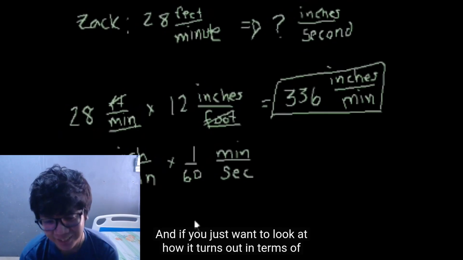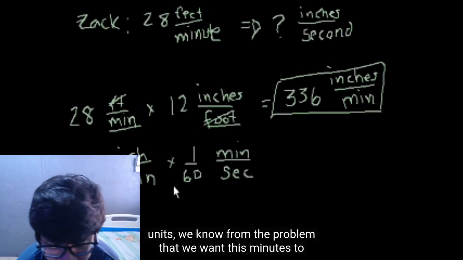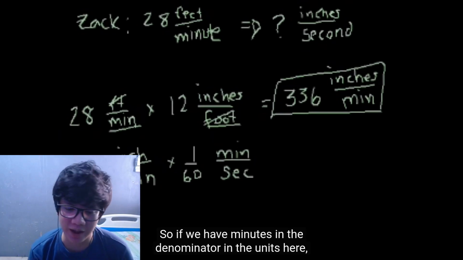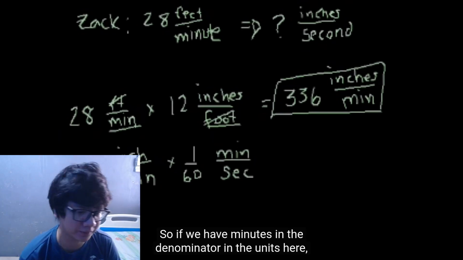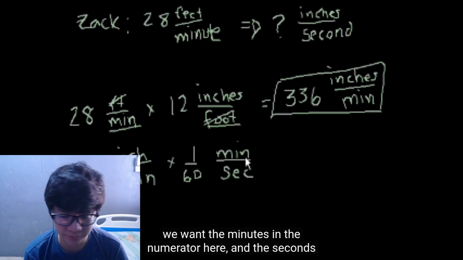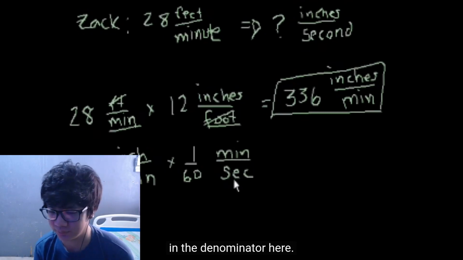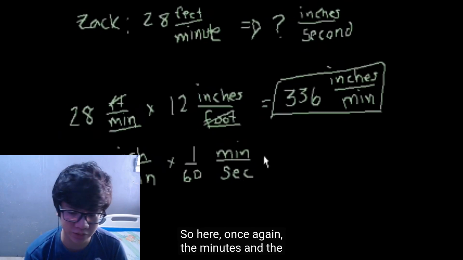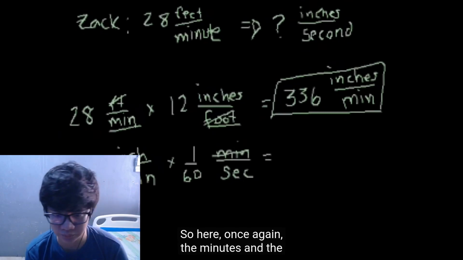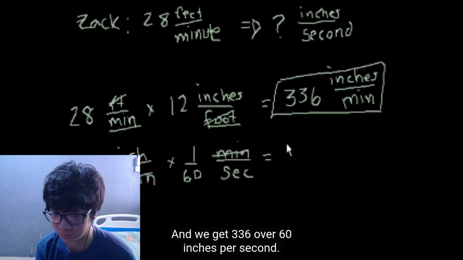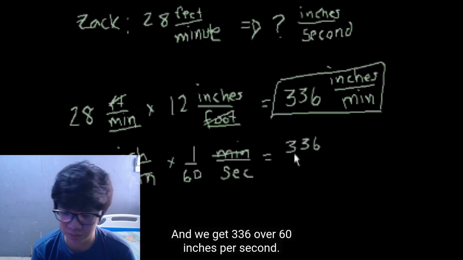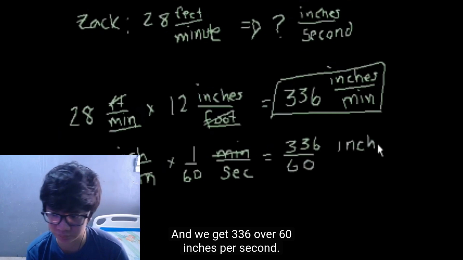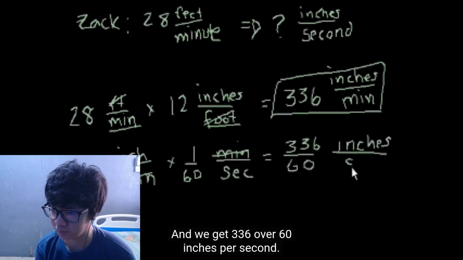And if you just want to look at how it turns out in terms of units, we know from the problem that we want these minutes to cancel out with something and get into seconds. So if we have minutes in the denominator in the units here, we want minutes in the numerator here, and seconds in the denominator here. And 1 minute is equal to 60 seconds. That is true. So once again, the minutes and the minutes cancel out, and we get 336 over 60 inches per second.